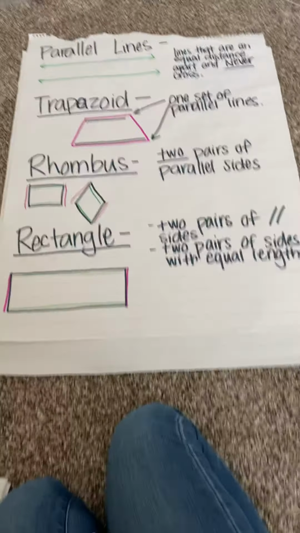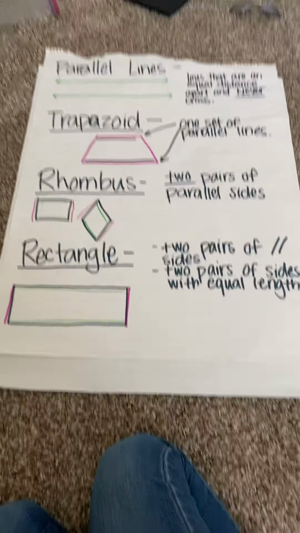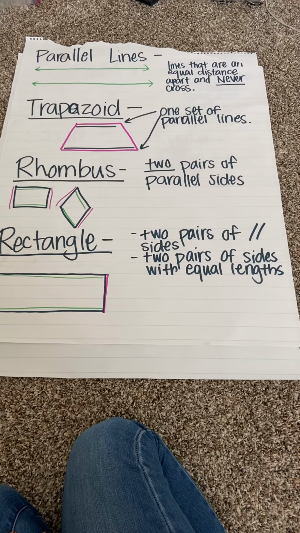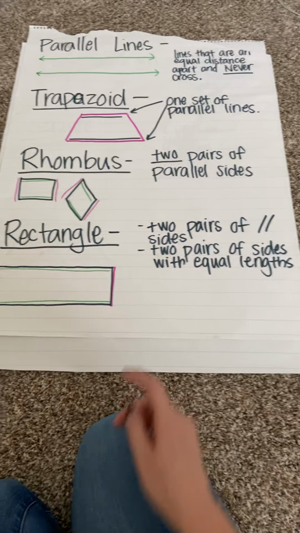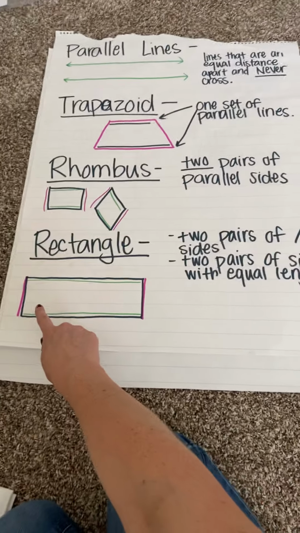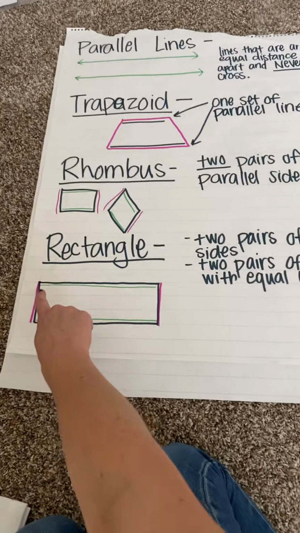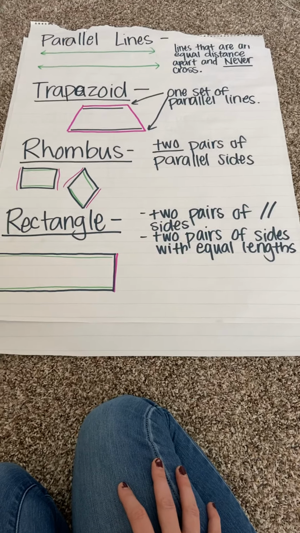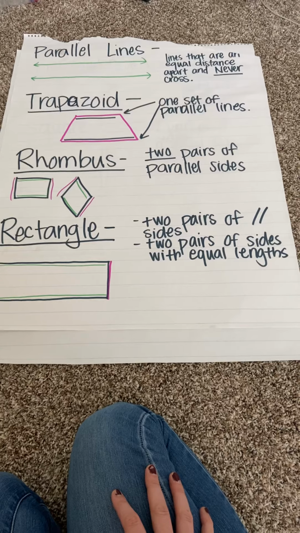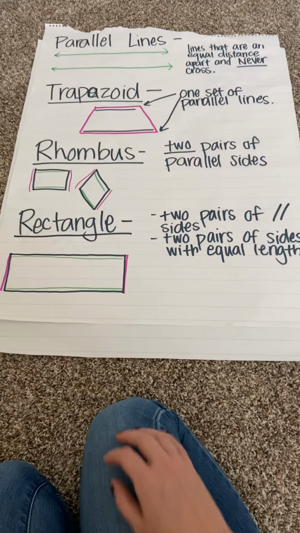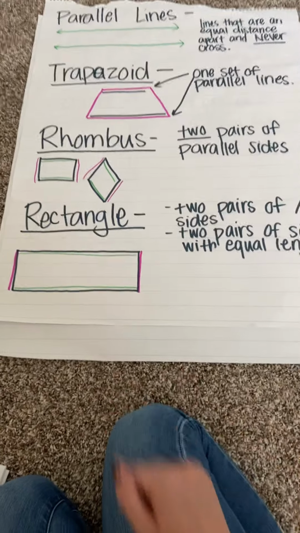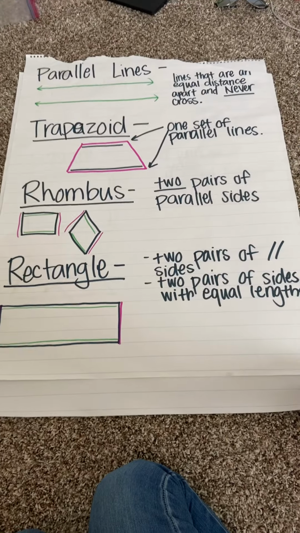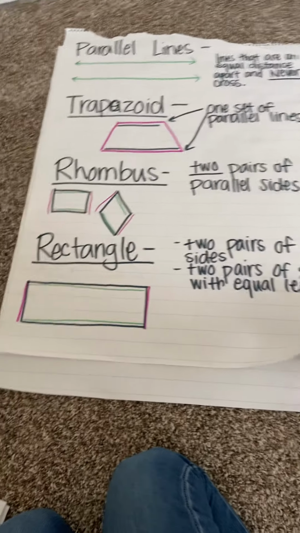Okay, a rectangle gets a little bit more specific. It also has two pairs of parallel sides. So you have these, and then you have these. But to be a rectangle, it has to have two pairs of sides with equal lengths. So the green are equal and the pink are equal.